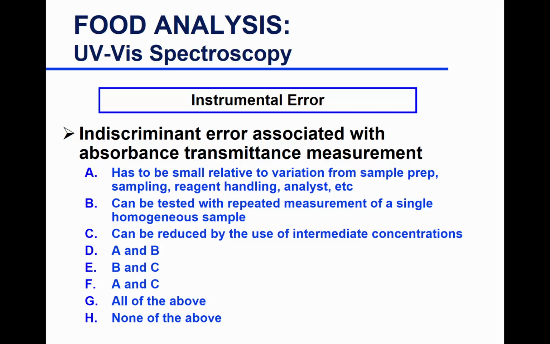Anything below that, if you get an absorption of 0.05, this is really close to your noise, the instrument noise. You cannot really trust absorptions that low. So you might want to concentrate your sample to get higher absorption.